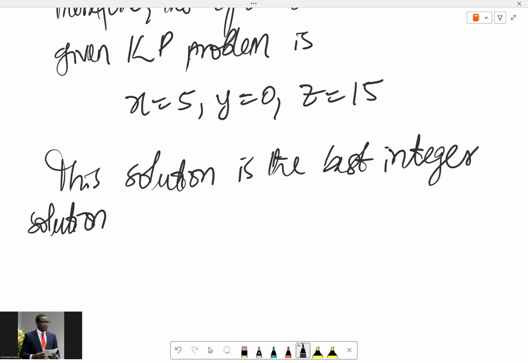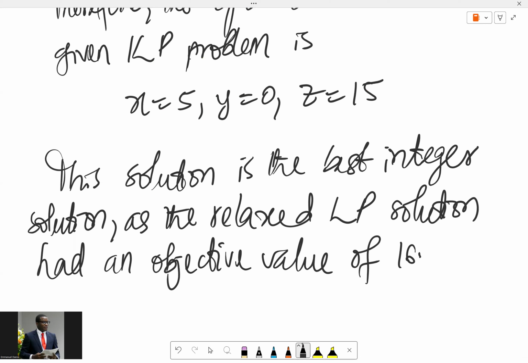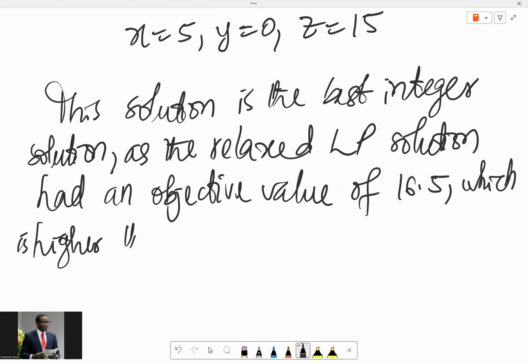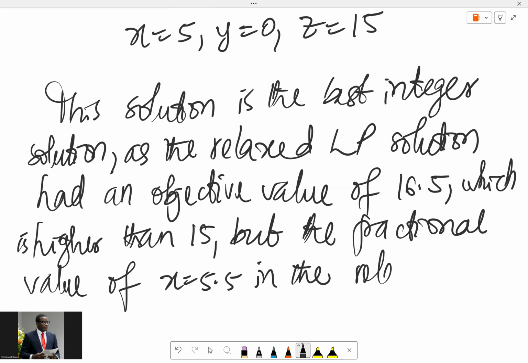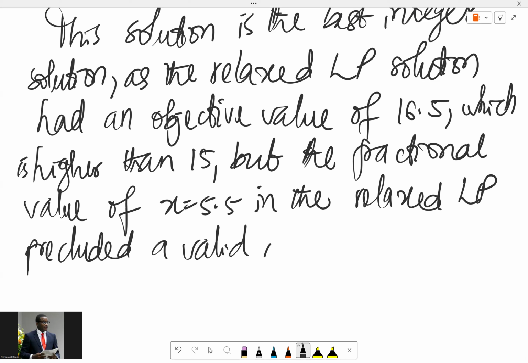As the relaxed linear programming solution had an objective value of 16.5, which is higher than 15. But the fractional value of x being 5.5 in the relaxed linear programming precluded a valid integer solution.